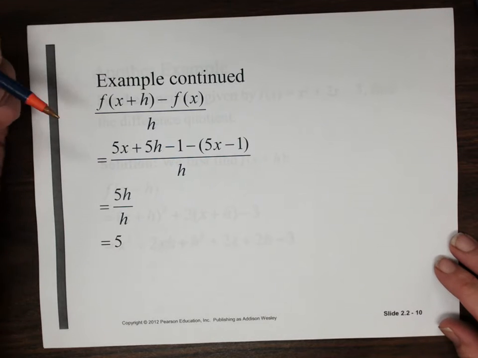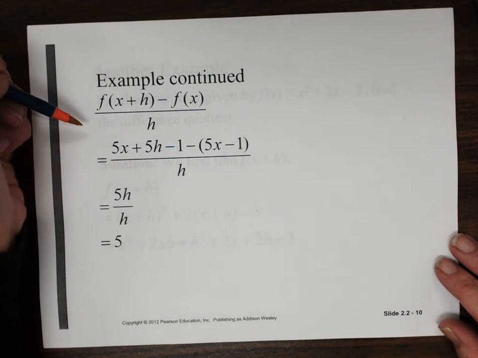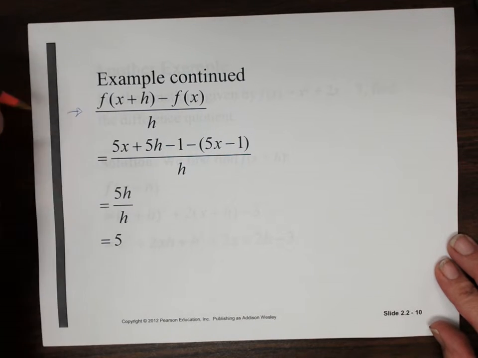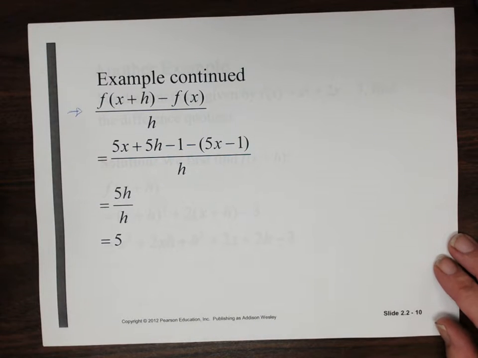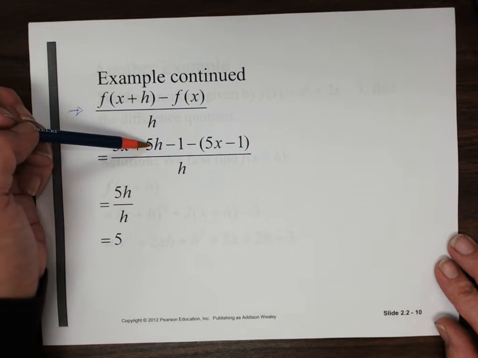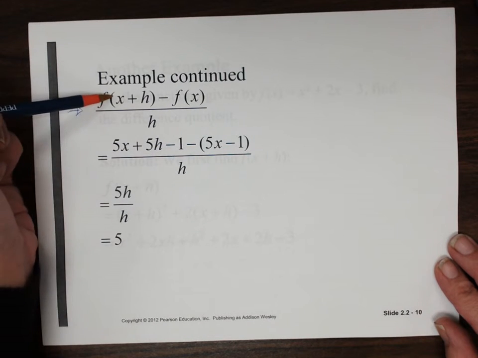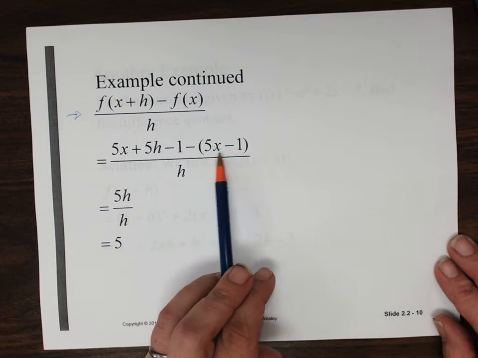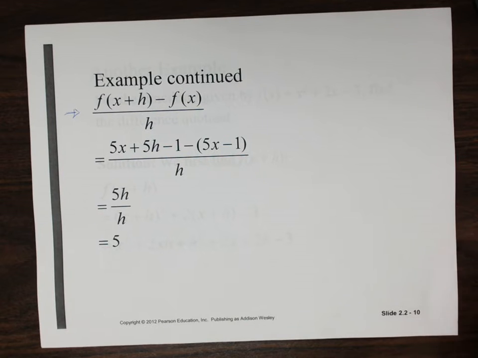Now we know from our first slide that this is that difference quotient formula here, right? That's what we need to calculate. So we just looked at this, 5x plus 5h minus 1, that was f of x plus h. But we still need to subtract from it f of x, which was 5x minus 1, and we're dividing that by h. So let's go ahead and think about this.